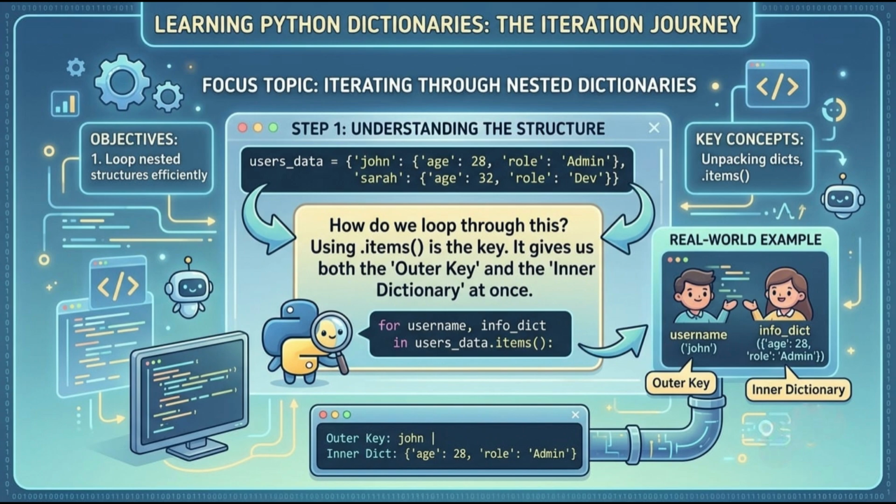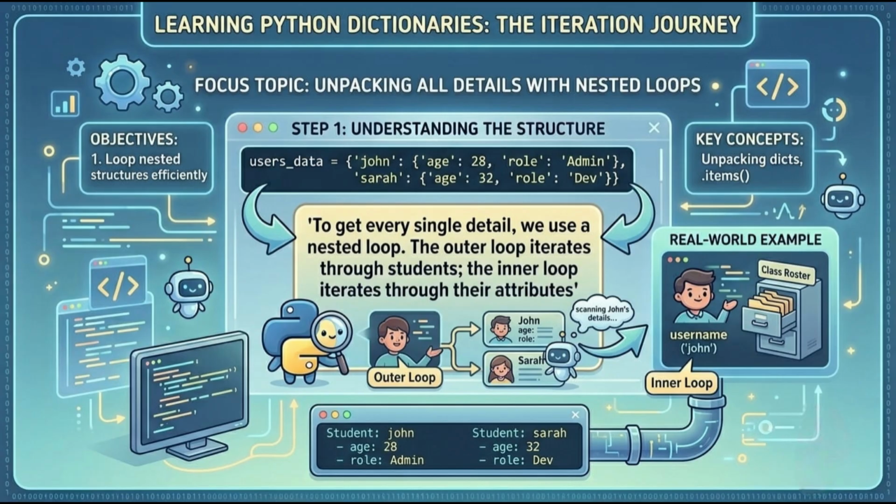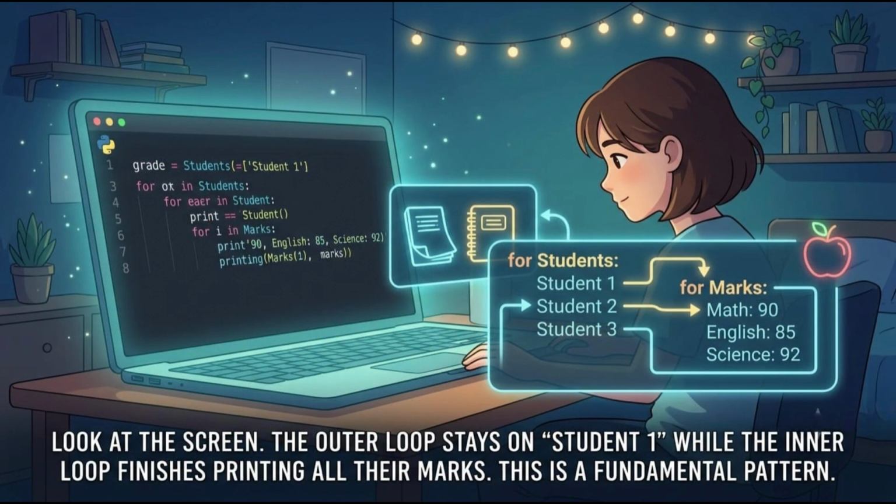How do we loop through this? Using .items is the key. It gives us both the outer key and the inner dictionary at once. To get every single detail, we use a nested loop. The outer loop iterates through students, the inner loop iterates through their attributes. Look at the screen. The outer loop stays on student 1 while the inner loop finishes printing all their marks. This is a fundamental pattern.